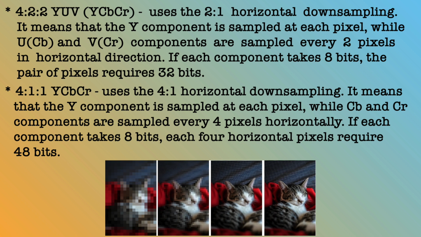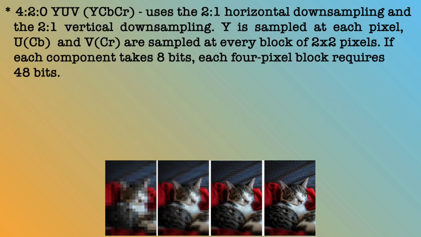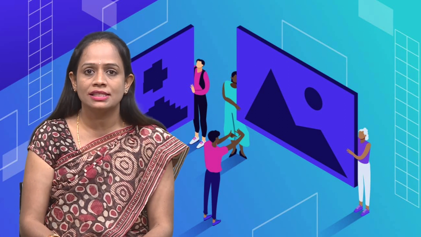The last sampling rate is YUV 420, which uses 2:1 horizontal sampling and 2:1 vertical sampling. Y is sampled at each pixel, and Cb and Cr are sampled at every block of 2x2 pixels. If each component takes 8 bits, each 4-pixel block requires 48 bits. So the JPEG compression technique mostly uses 4:2 horizontal sampling.